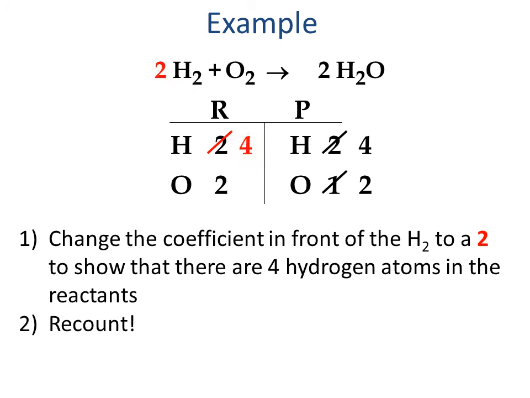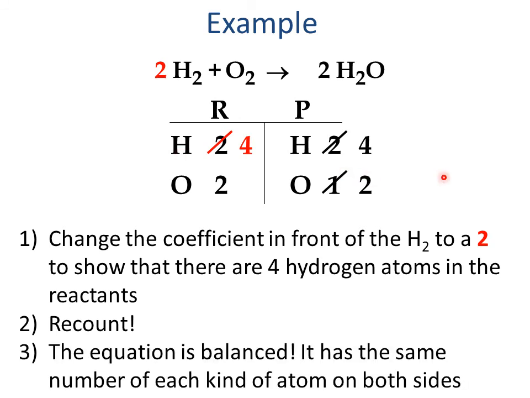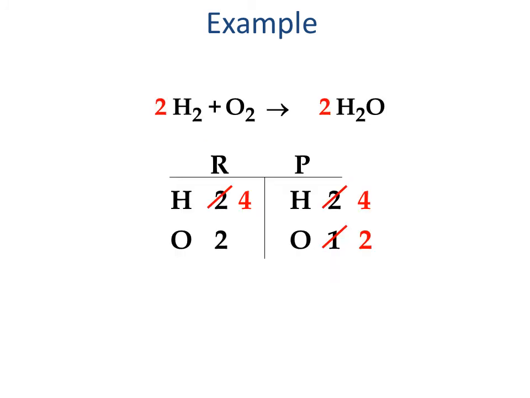So now we check, we reassess, we look at them. We've got 4 hydrogens on both sides. We've got 2 oxygens on both sides. So this equation is balanced. It has the same number of each kind of atom on both sides. All right, so now, final, what do we have left? We have this table down here that we used as sort of our balancing worksheet. And we have our equation up here. This is our balanced equation.